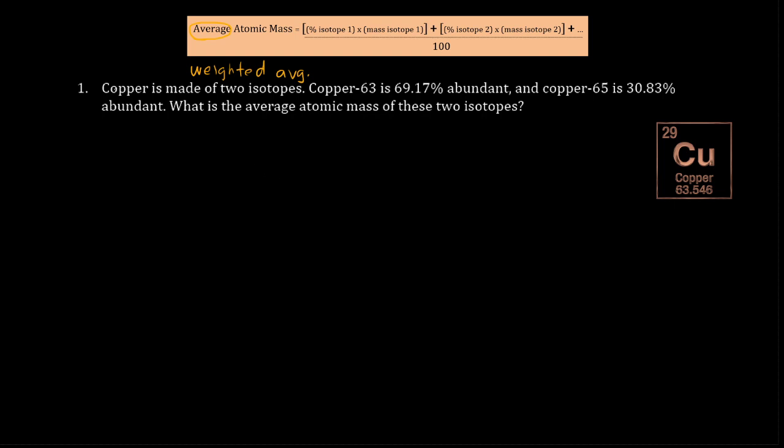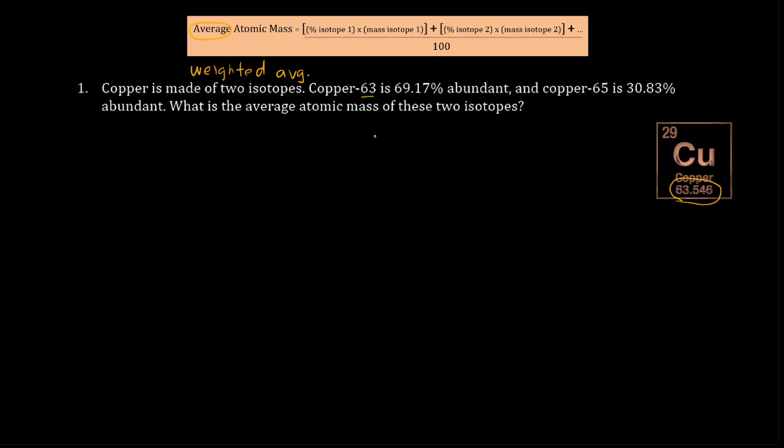Okay, so for problem number one here, we're dealing with copper. Copper is on your periodic table. This is the number we're trying to get, something close to that number, this average atomic mass right here. So copper 63 is 69.17% abundant. Copper 65 is 30.83% abundant. So right away we know a couple things. We know it's going to be weighted more towards copper 63 than 65 because 63 is a higher percent. And we know it's going to be between 63 and 65. So somewhere between those two isotopes is where it's going to be.